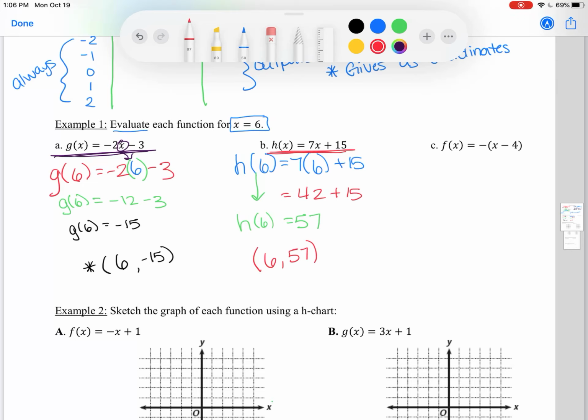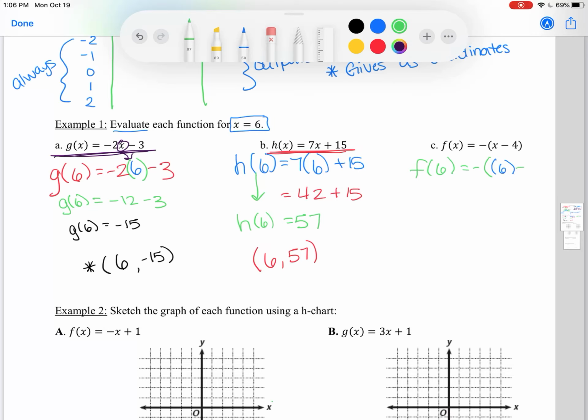So the reason why it came out to a different value this time as opposed to question A is because it's a different function altogether. So it's a different line. This line is going to have a different value when x is 6. So go ahead and pause this video and attempt question C.